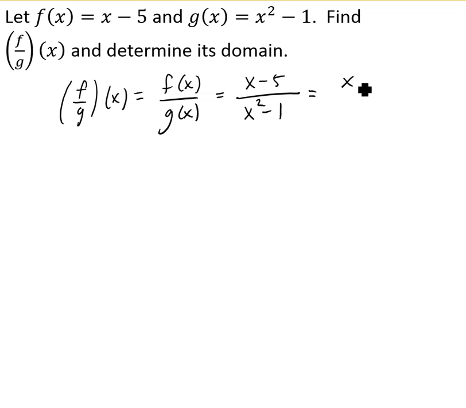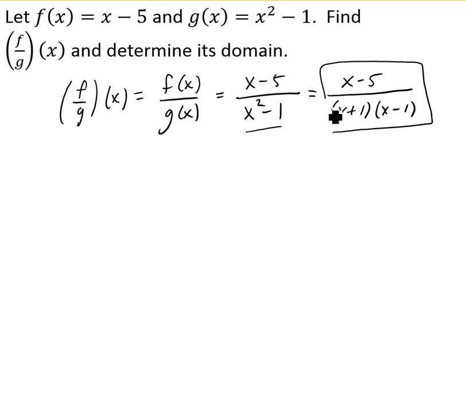So this numerator cannot be factored, but the denominator can. It's a difference of squares. Factors is x plus 1 times x minus 1, but nothing cancels. And so this is in lowest terms. And so either one of these two options would be a sufficient answer. I'll just go ahead and box in this last one here as our equation for f over g of x.